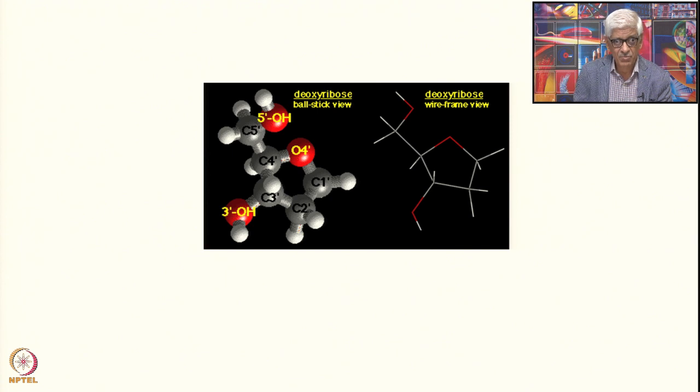So, therefore, there are a number of protons. So, one can study using proton NMR what kind of structure these individual nucleotides have. Okay. Now, what are the bases? As I said, the 1 prime is connected to the base.